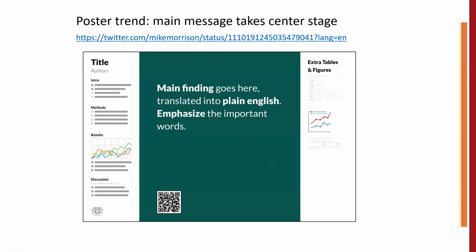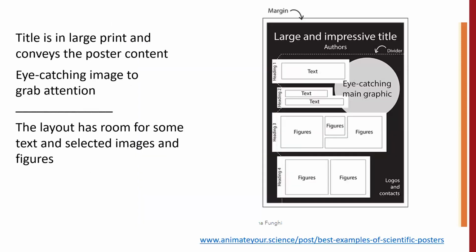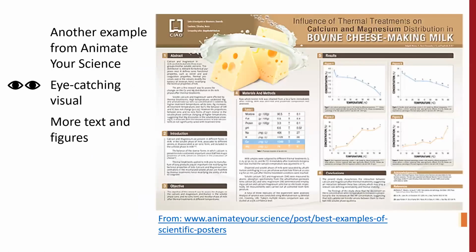Now, if you want to go maybe more hybrid and go back to adding a little bit more information, your figures, more data, you can do something like this example we had on Animate Your Science. But it is also possible to add more text and visuals if you really need to. This is also from Animate Your Science, and it's got that eye-catching graphic here. But more text, more figures, but they're nicely laid out. It's a nice, clean layout. It's organized into sections, and it's more readable in that way.